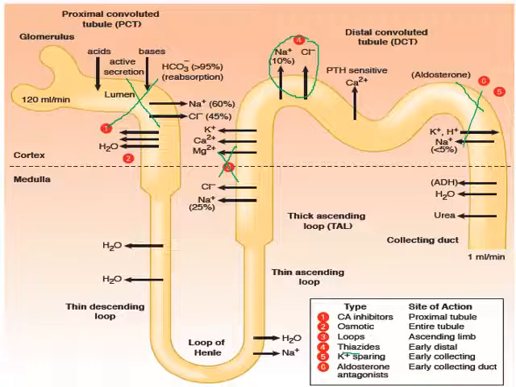Also, one group of agents that will act throughout the different parts of the nephron is osmotic diuretics. So they are a group of agents that will be acting throughout this nephron, and they will increase the formation of urine.